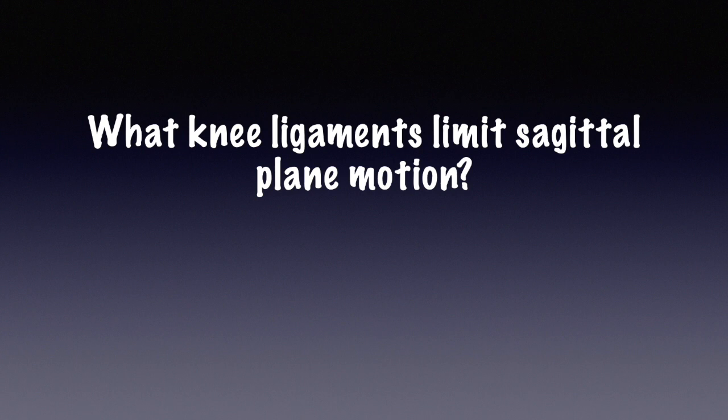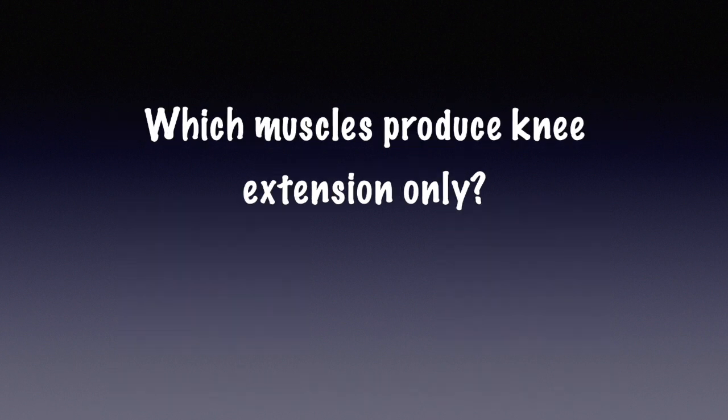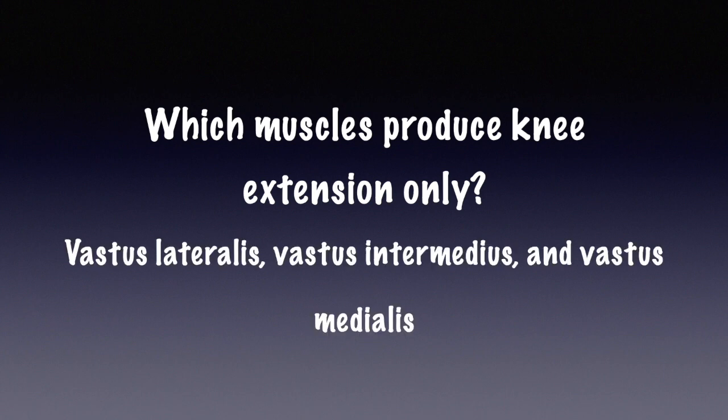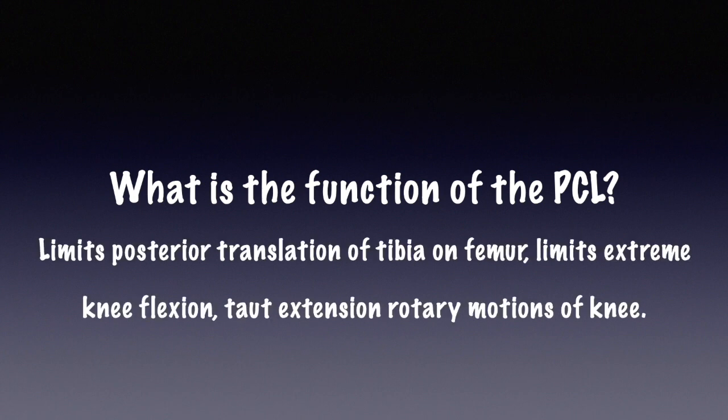What knee ligaments limit sagittal plane motion? The cruciate ligaments, ACL, PCL. Which muscles produce knee extension only? Vastus lateralis, vastus intermedius, and vastus medialis. What is the function of the PCL? Limits posterior translation of tibia on femur, limits extreme knee flexion, and taut in extension rotary motions of knee.